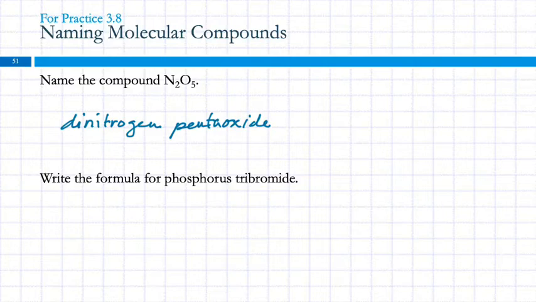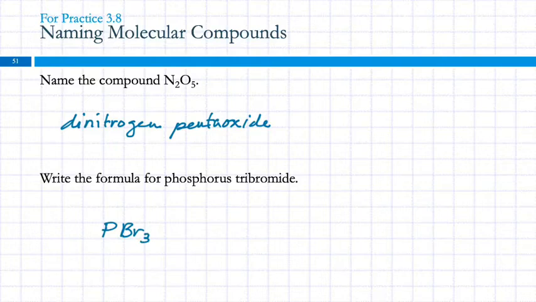Let's write the formula for phosphorus tribromide. What's the element symbol for phosphorus? P. And how many are there in this molecule? Just one. It doesn't say mono, but it doesn't say anything else, so we're going to assume one. And then tribromide is how many of which element? It's 3 bromines. So Br, the subscript 3.